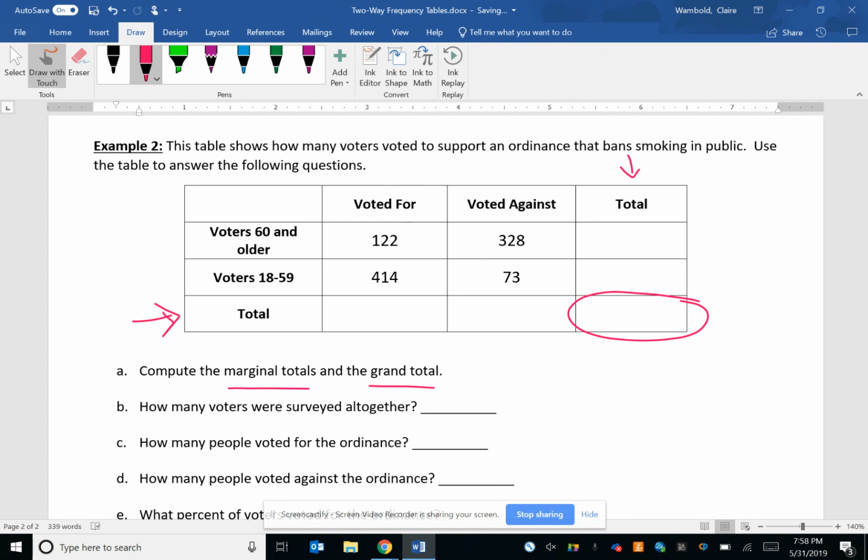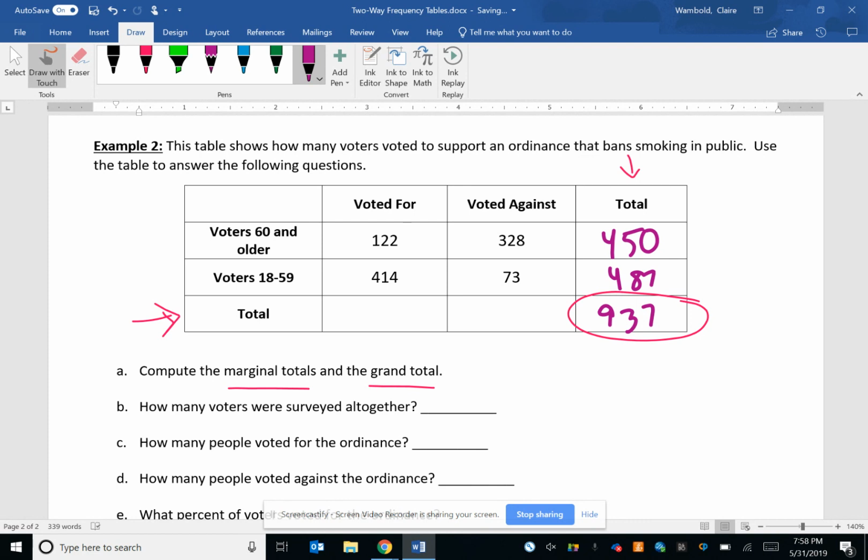All right, welcome back. Hopefully you've got that table all sorted out. I'm going to fill in my totals. So the voters 60 and older, there are 450 if I add 122 plus 328. For the voters 18 to 59, 414 plus 73 makes 487. And when I add both of these numbers together, I get a grand total of 937.